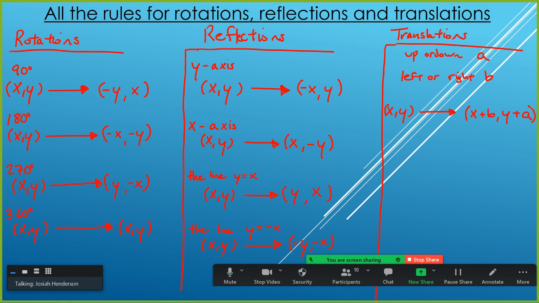Remember translation? This is the one where we just start with a figure and we're dragging it across the screen up or down and left or right.